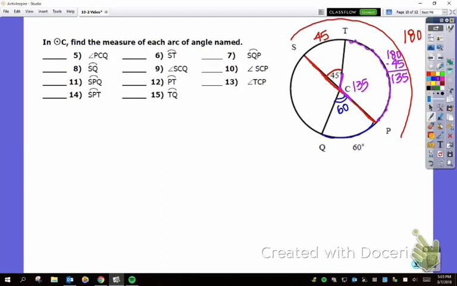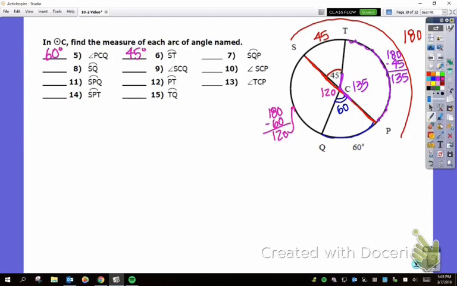Then we do the same thing on the other side and say that 180 minus 60 is 120, which goes with this arc, and then this angle would be 120. So let's look at our picture and fill in our different blanks. Angle PCQ is in the middle, and it's just 60 degrees. It's one that we already have labeled. Arc ST we have clearly marked as 45.